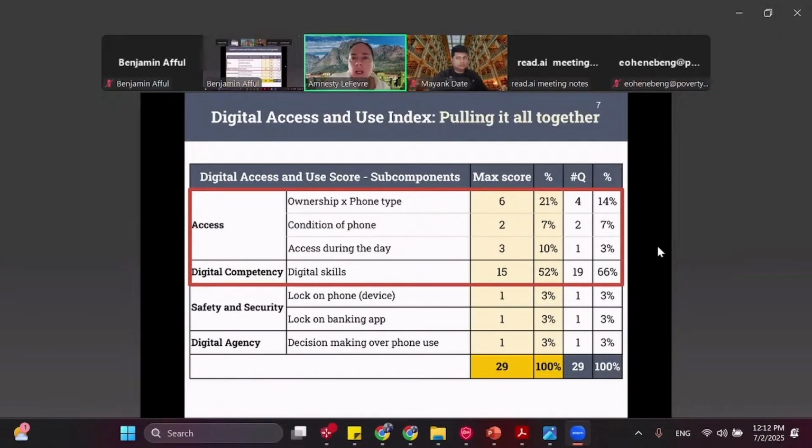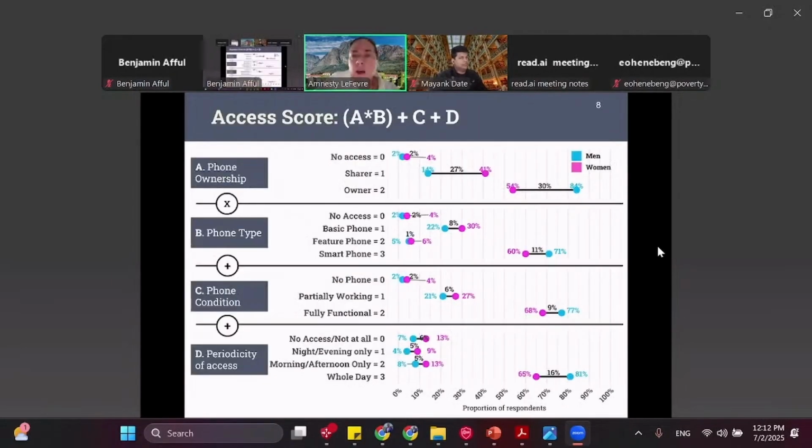Great. So the current index is based on a 29-point scale, which gives the largest valuation to two domains, access and digital competency. Because of time limitations, we're going to focus on these two domains predominantly in the slides to come, and give an overall picture of the performance of the score across all of these domains, and highlight some potential use cases for its use. Next slide, Mike. So as noted in the prior slide, the access score includes four components.